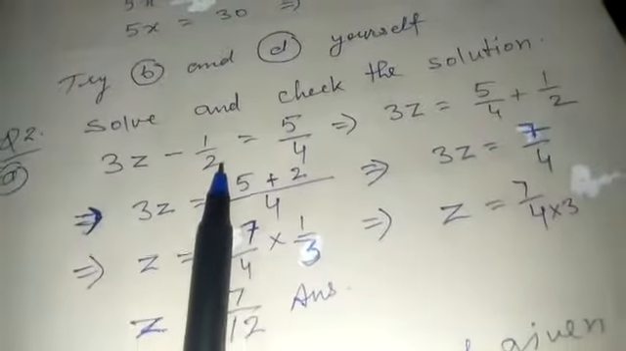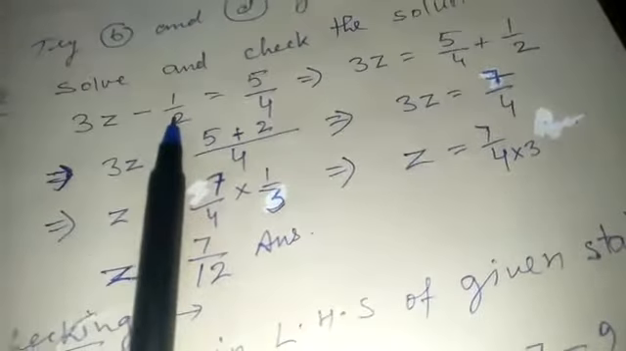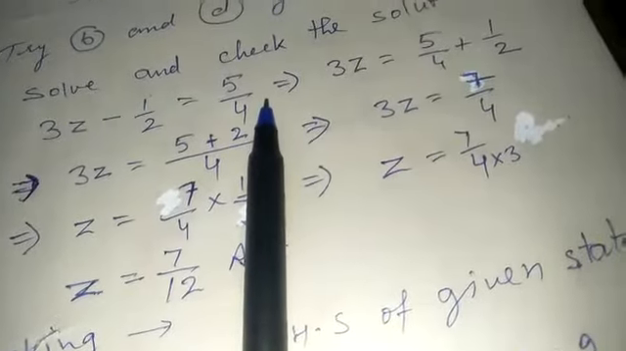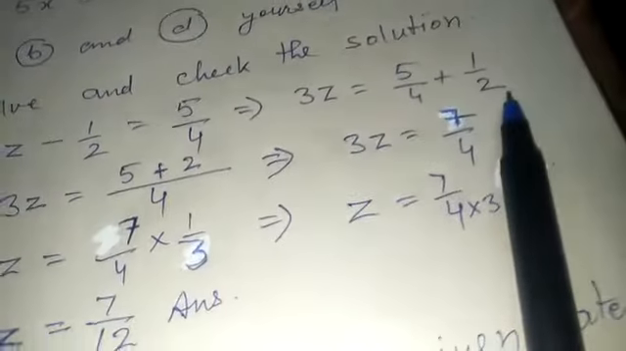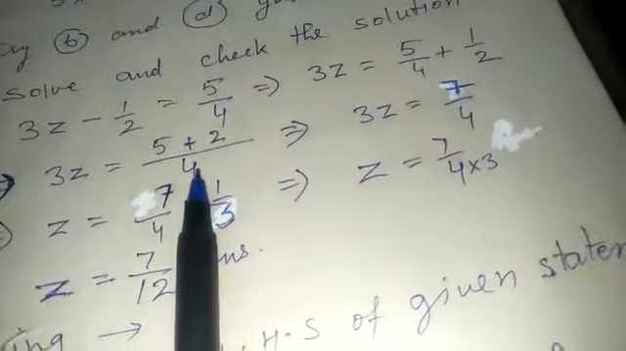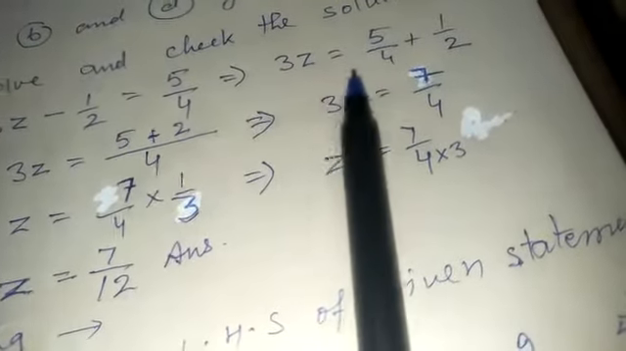This one. 3z minus 1 by 2 is equal to 5 by 4. To take minus 1 by 2 this side, this will be plus 1 by 2. 3z is equal to 5 by 4 plus 1 by 2. 4 is LCM. So 3z is equal to, 4 is LCM. 4 by 4 cancel. 5 times 1 is 5, plus 2 to the 4. Then 2 times 1 is 2. You will get 3z is equal to 7 by 4.